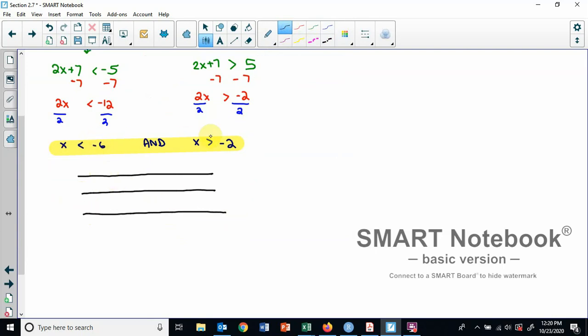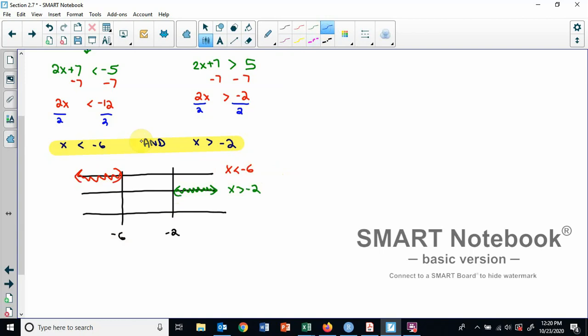Let's see, we have the number negative 6 and negative 2. So put the lower number on the left and the higher number on the right. And let's graph them. X is less than negative 6. Negative 6, less than is that way. Alright, let's graph the other one. X is greater than negative 2. So that's negative 2 and greater than this way.